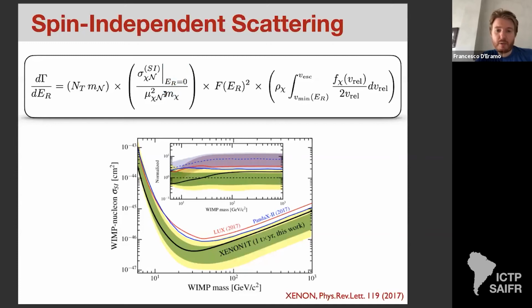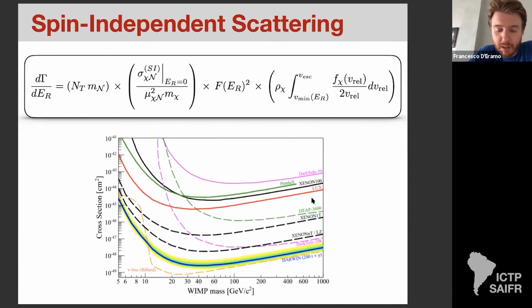You see, the rate becomes smaller and smaller if the mass gets higher and higher. The reason is that the flux is getting smaller, because the flux is proportional to n, but n is rho over m, and rho is fixed, m is not. If rho is fixed and m grows bigger, then n goes smaller. That's precisely the reason why this line is growing up.